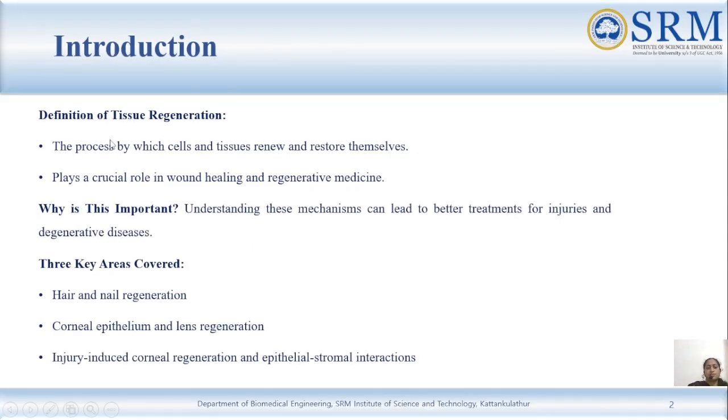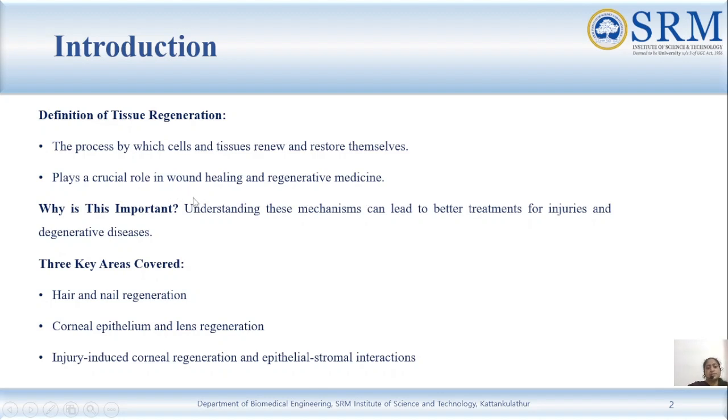First, coming to the general introduction on tissue regeneration. This is the process by which cells and tissues regenerate, renew and restore themselves. Let's say there is an injury, the old cells have to be replaced. This plays a crucial role in wound healing and regenerative medicine.